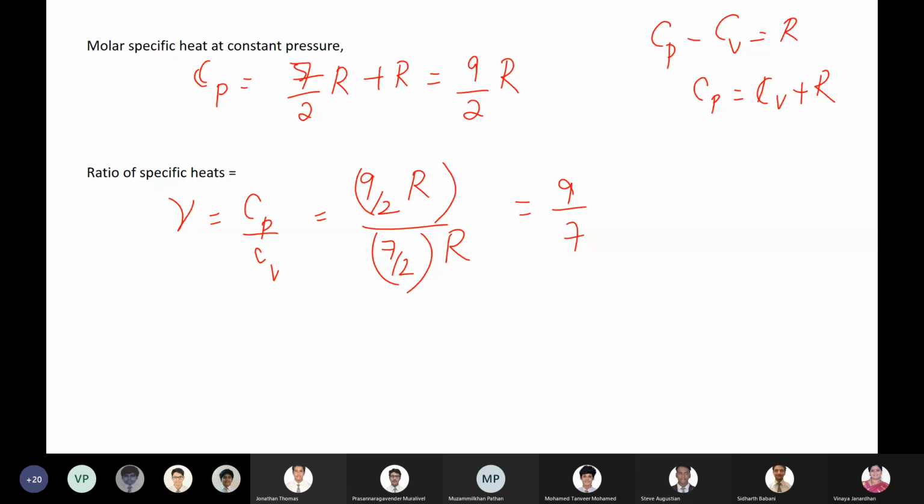Ma'am, gamma, is that specific heat capacity? Which one? It's gamma. Yes, ratio of the specific heat capacity. Ma'am, so Cp and Cv are the specific heat capacities? At constant pressure and at constant volume. That's the condition.